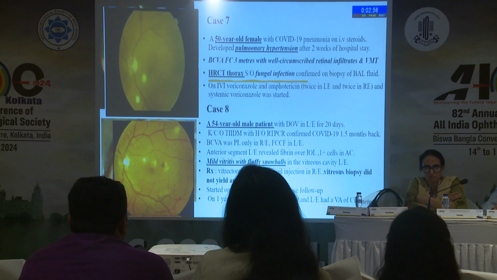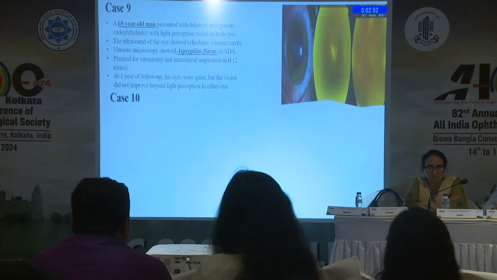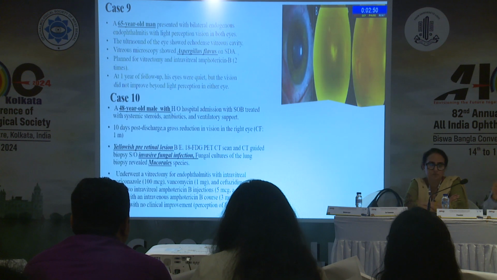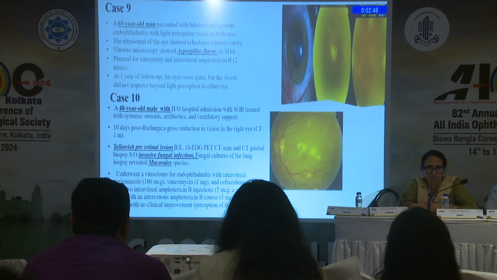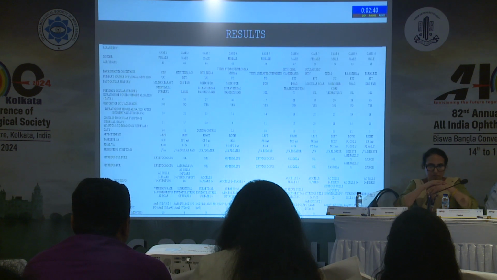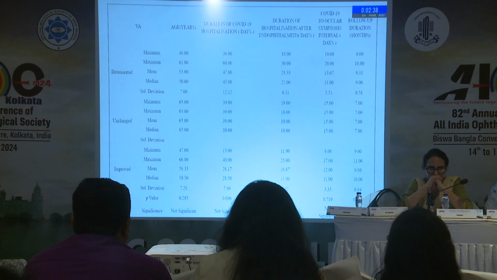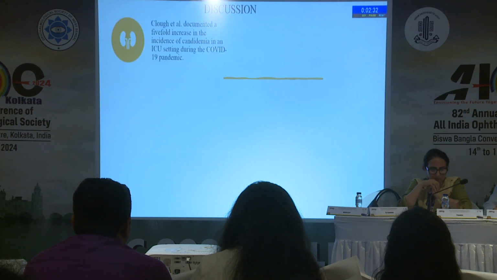In the next case, we also obtained mild vitritis with fluffy snowballs. Vitreous tap was negative. Our next case had almost similar findings, with vitreous microscopy showing Aspergillus flavus on Sabouraud dextrose agar culture. The final case was a yellowish preretinal lesion suggestive of invasive fungal keratitis. This was the detailed data of our patients, from duration to presentation.